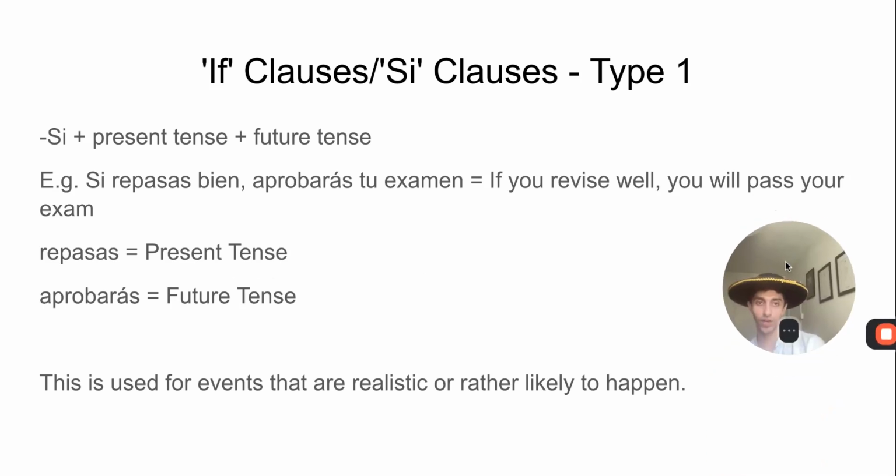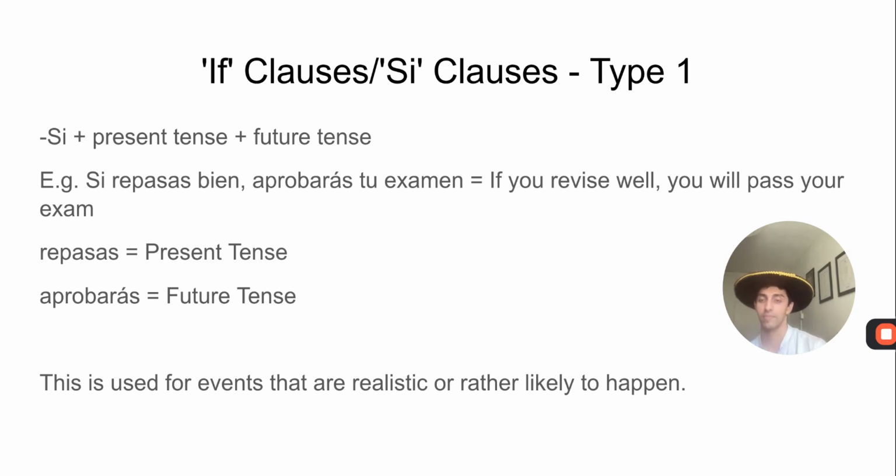Okay, we're going to kick off, of course, with type 1. This is the first kind of if clause or si clause, and it is the simplest as well. So if this feels difficult, it may feel difficult, but bear in mind that the ones that come afterwards are certainly harder. So this consists of si and then the present tense, and then followed by the future tense.